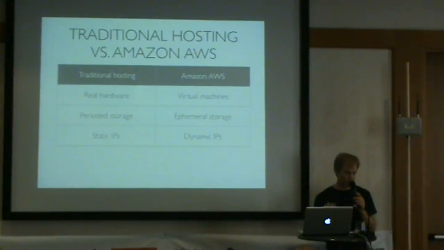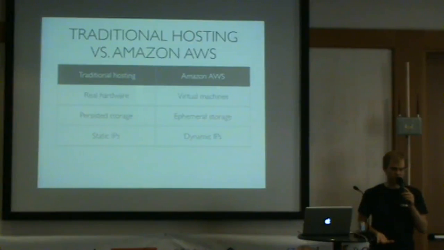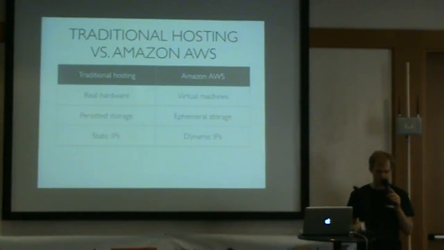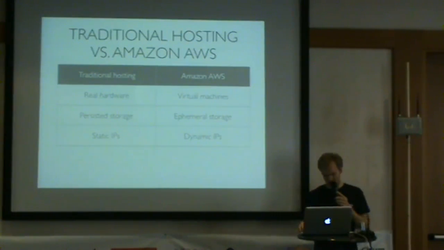Also with traditional hosting, you just guarantee you're going to get a static IP, right? You boot up the machine and you have an IP address. Whereas with Amazon, by default, you get a dynamic IP that could change. If you reboot the machine, you might get a different IP. So that obviously has some ramifications if you're using that as your main web server.